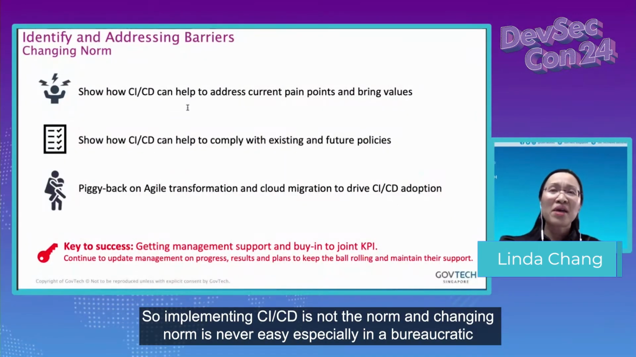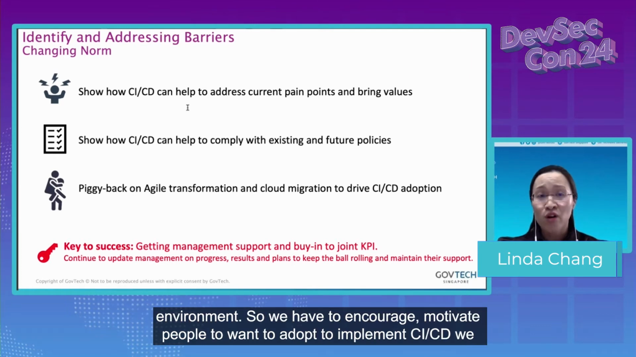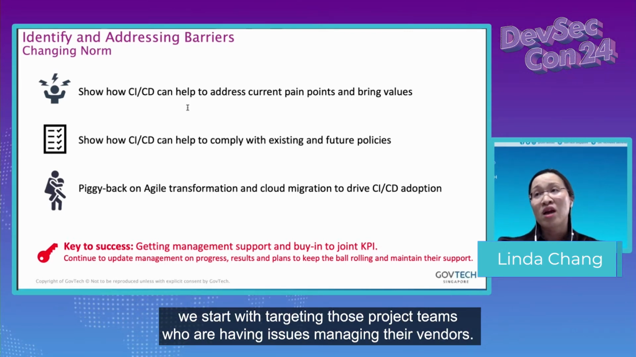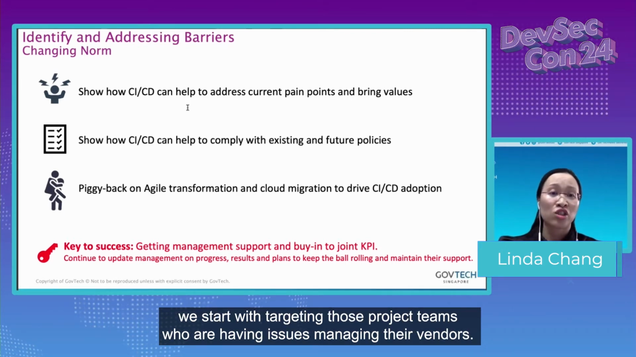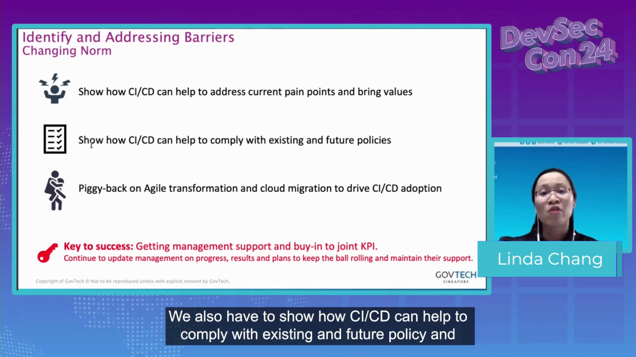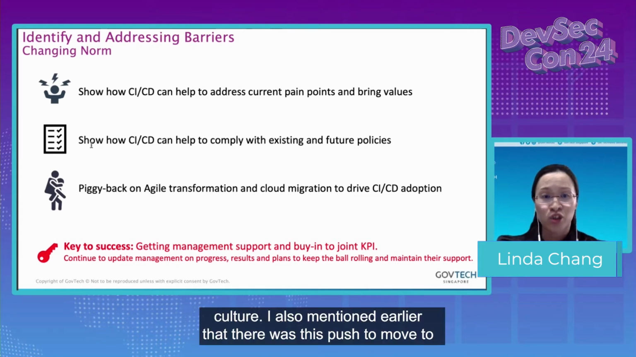So implementing CI/CD is not the norm, and changing norm is never easy, especially in a bureaucratic environment. So we have to encourage, motivate people to want to adopt, to implement CI/CD. We have to show them how CI/CD can help to address current pain points and bring values. For example, we start with targeting those project teams who are having issues managing their vendors. We also have to show how CI/CD can help to comply with existing and future policy. And this helps because, as mentioned earlier, this is actually a very policies and compliance-driven culture.